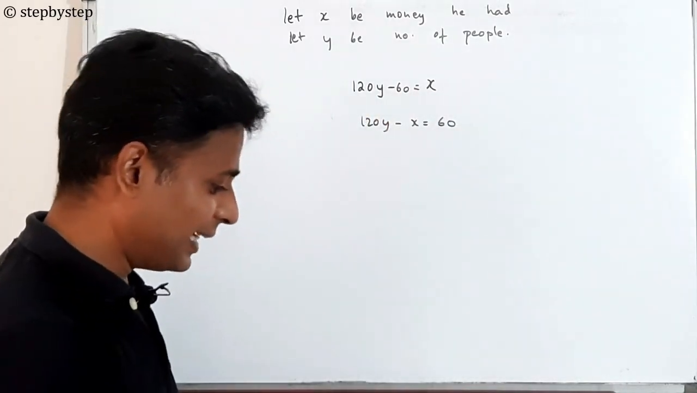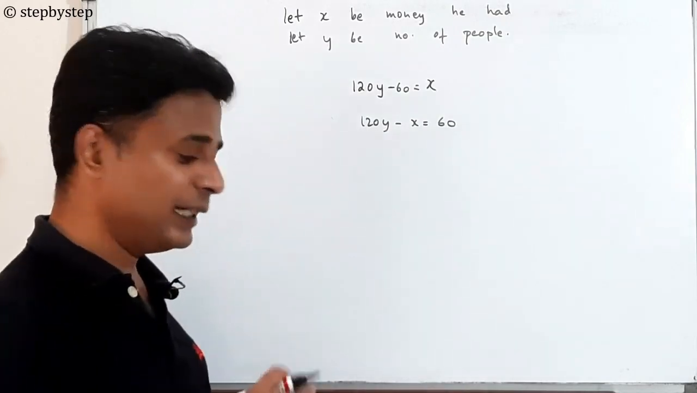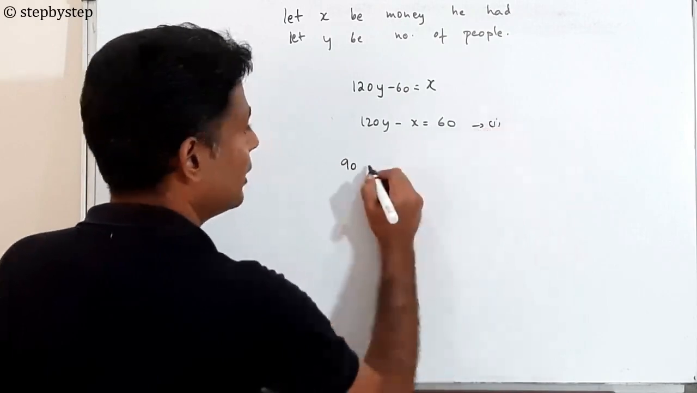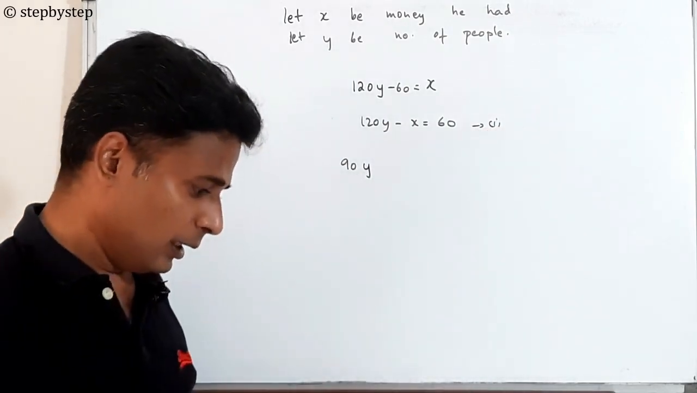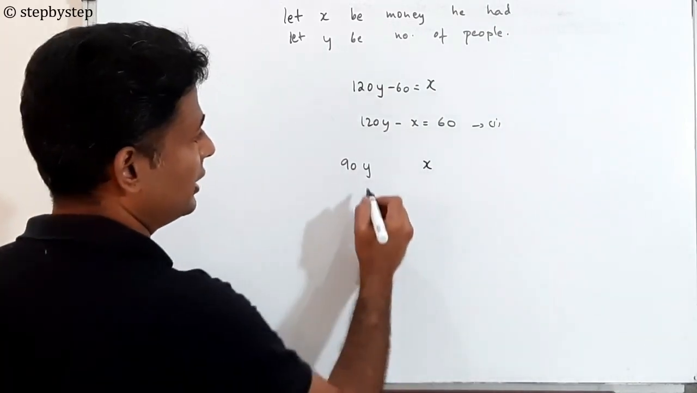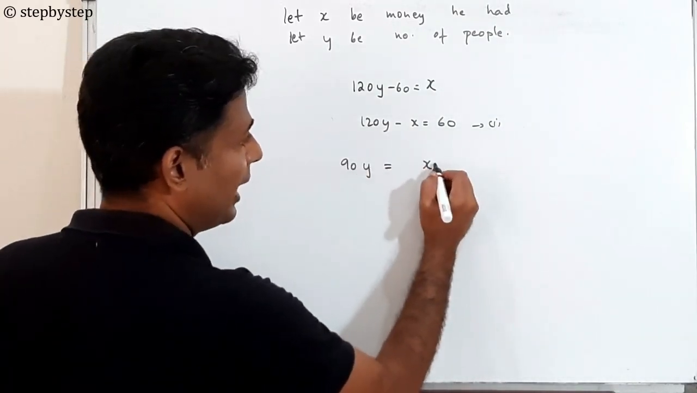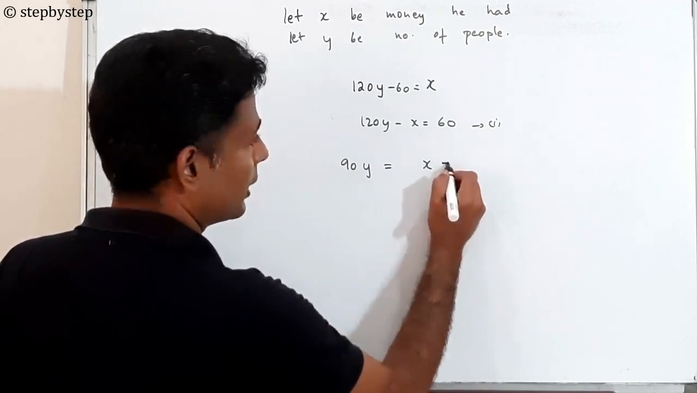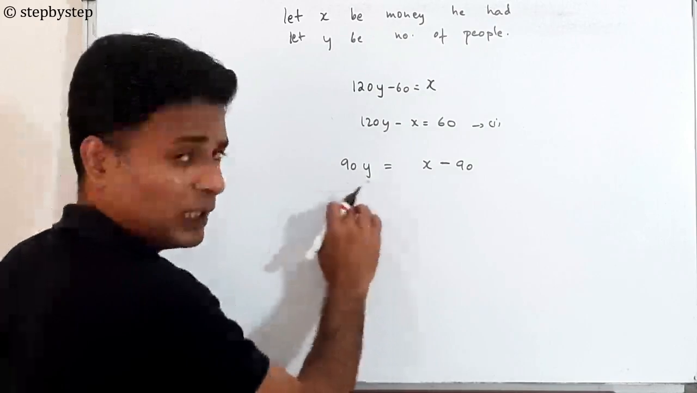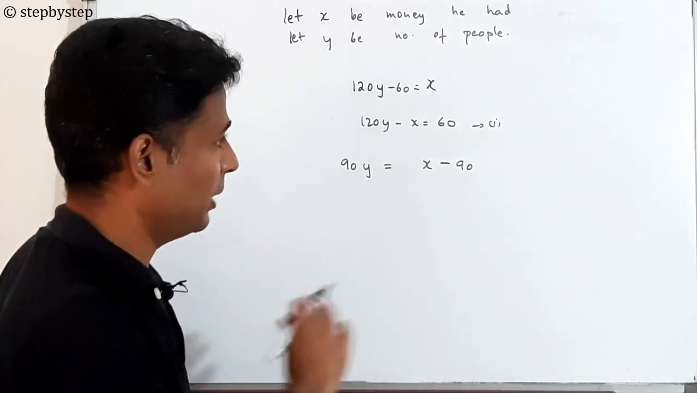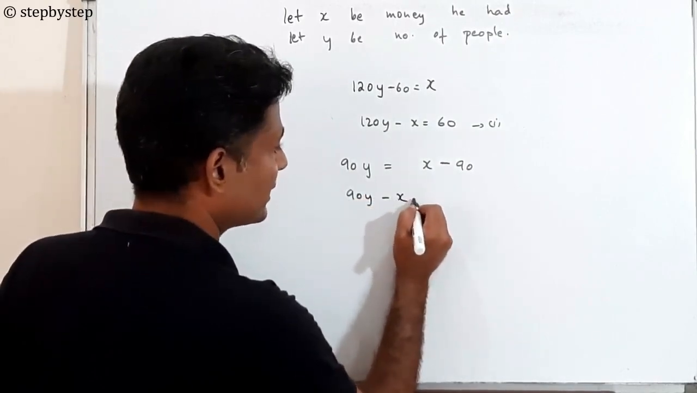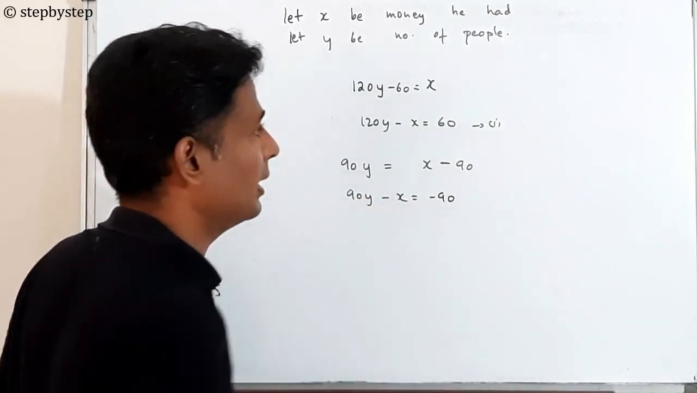Now the second thing, when he distributed 90 to each person, so how much is he distributing? 90 to each person. He had 90 left over. So how much did he have left over? 90, which means when he distributed that, he had 90 left over. So if we remove 90 from what he had, he would be able to give this much money. So again transposing, we get 90y minus x equal to minus 90, right?